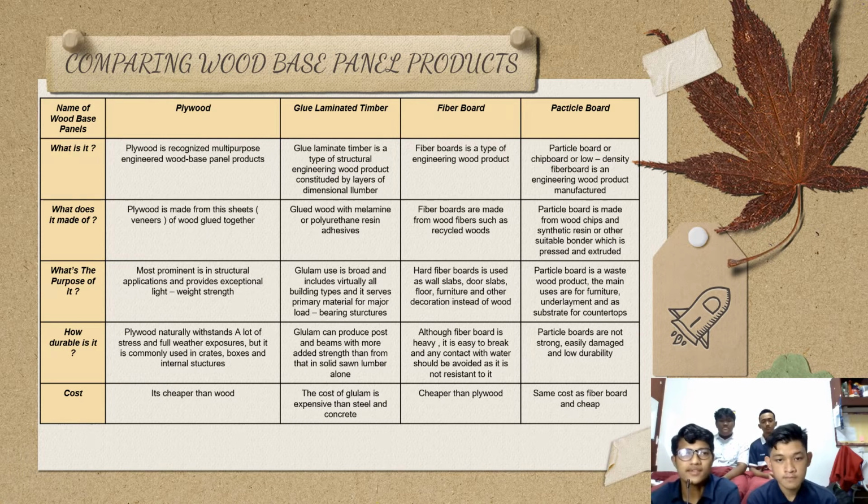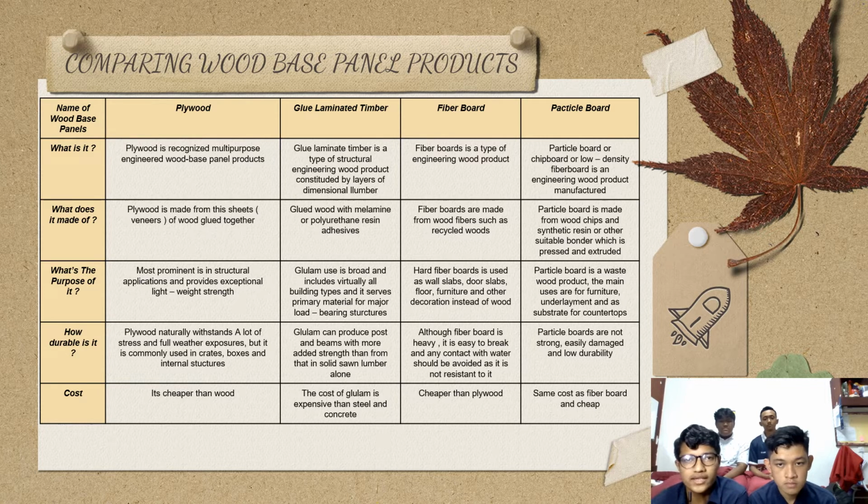The third one is fiberboard. Fiberboard is a type of engineered wood product. It is made from wood fibers such as recycled wood. The purpose of it is that hard fiberboard is used as wall slab, door slab, floor, furniture and other decoration instead of wood. How durable is it? The answer is although fiberboard is heavy, it is easy to break and any contact with water should be avoided as it is not resistant to it. The cost of the fiberboard is cheaper than plywood.